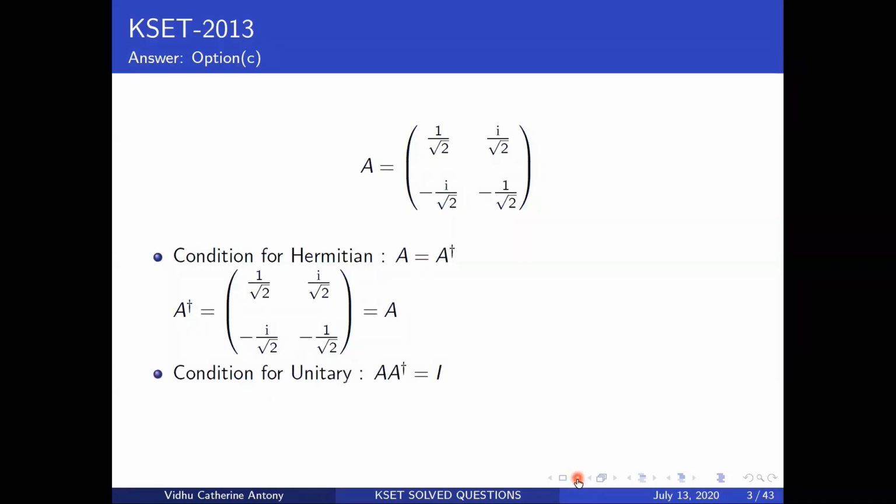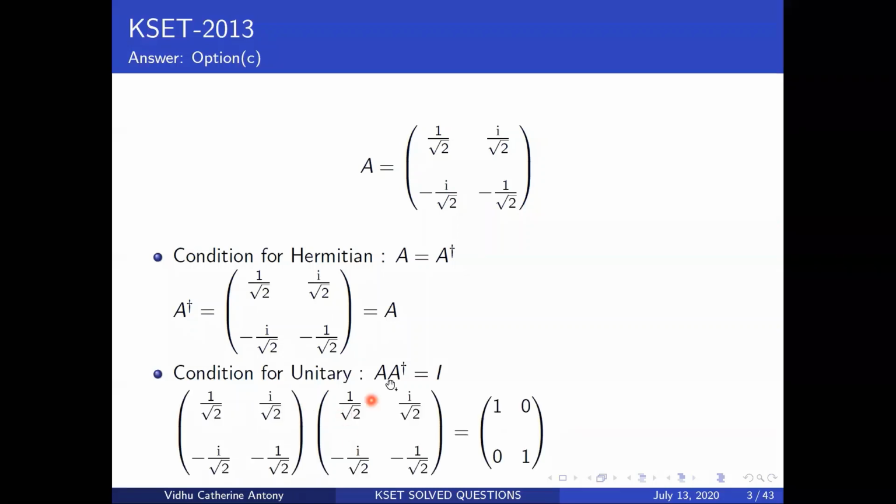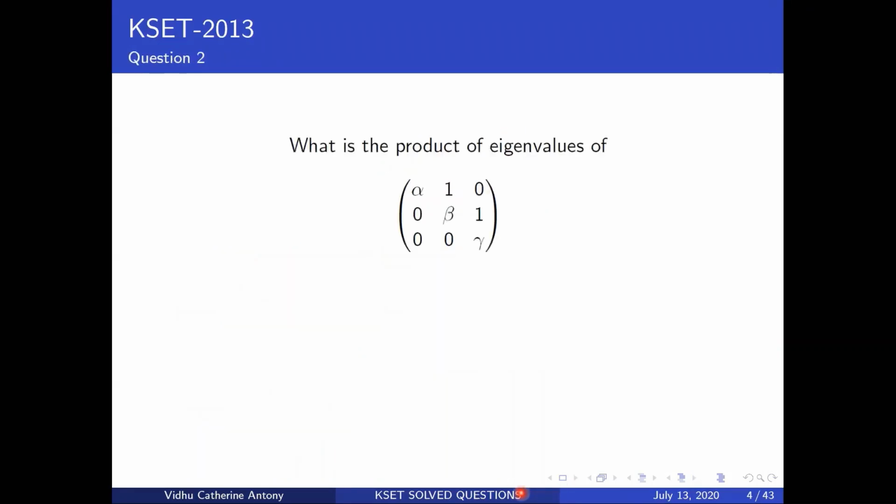Okay, so what's the condition for unitary? The condition for unitary is A A dagger is equal to I. So when you multiply these two matrices, you end up getting 1, 0, 0, 1. Your first row, first column should give you a 1, first row and second column should give you a 0, and so on and so forth. This is pretty simple. Let's move on to the next one. This has a little bit of a trick to it.